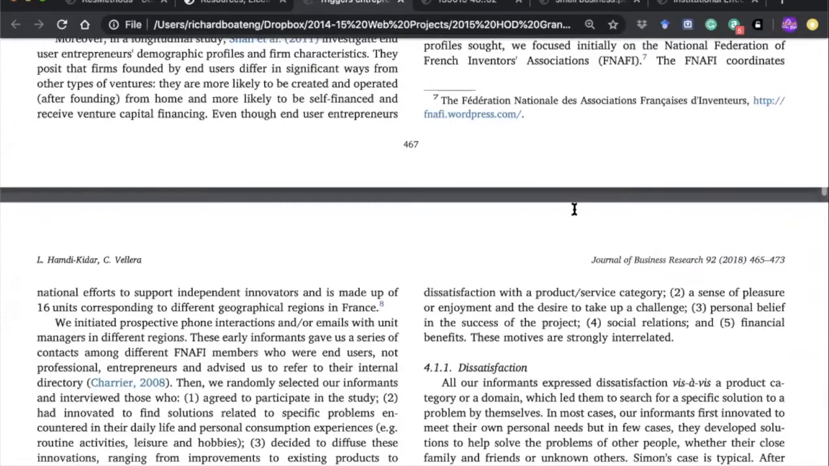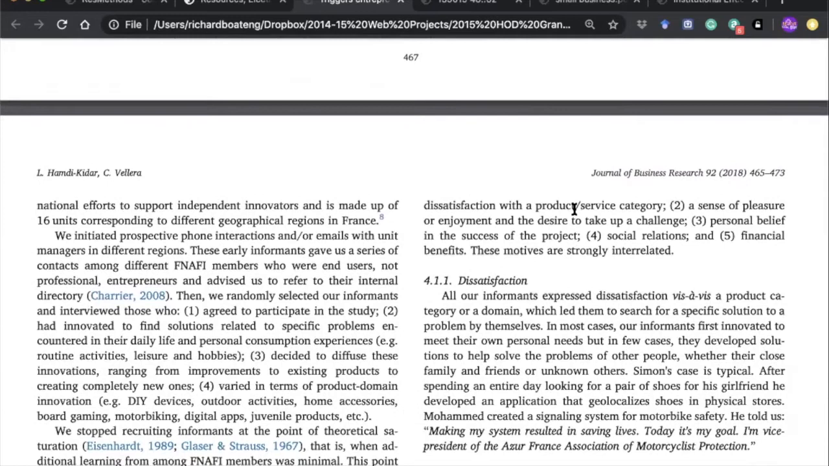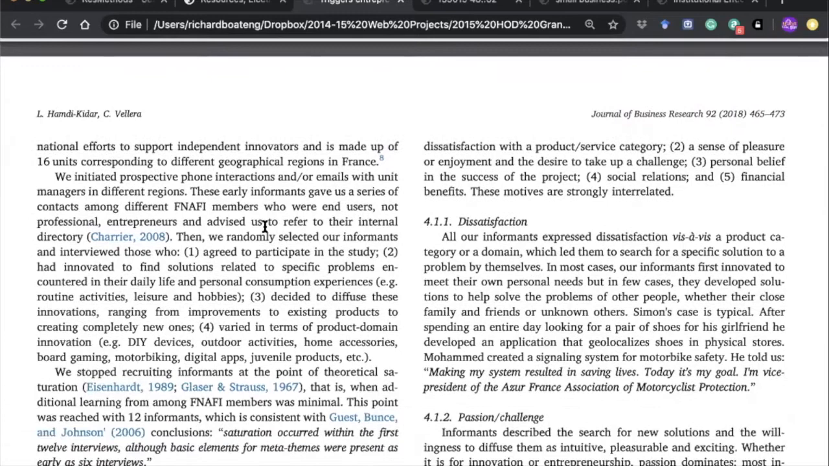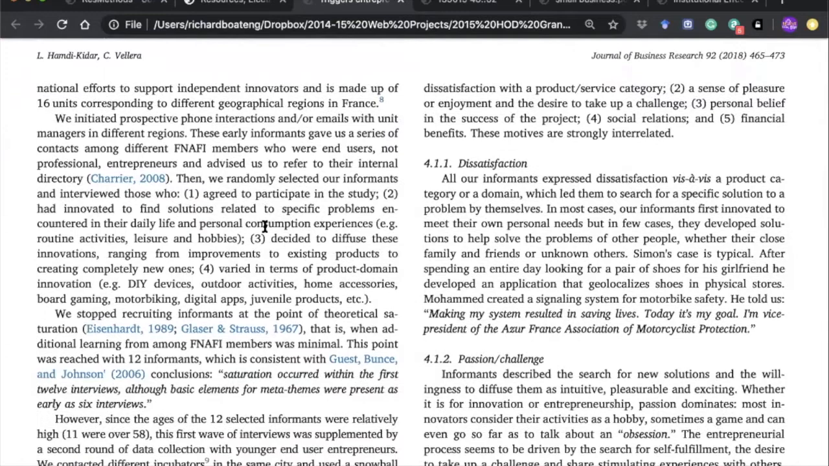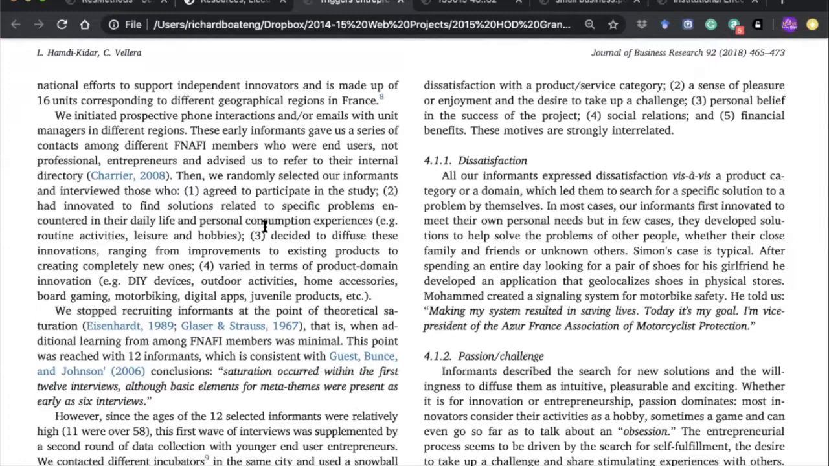FNAFI, which coordinates the national efforts to support independent innovators and is made up of 16 units corresponding to different geographical regions in France. It's the same as our NSSBI in Ghana. We initiated prospective phone interactions or emails with unit managers in different regions. These early informants gave us a series of contacts. This is snowballing. If you remember, we talked about it last week.